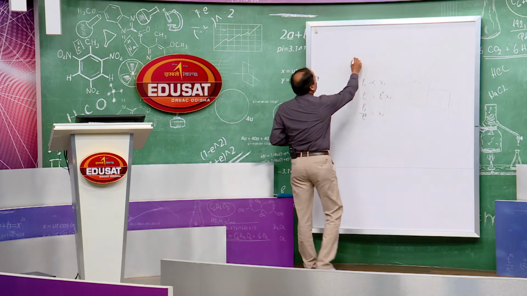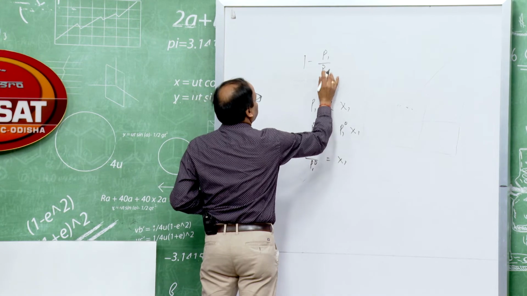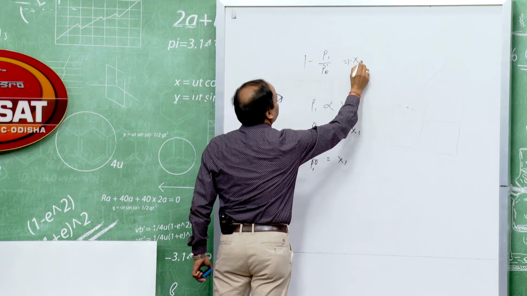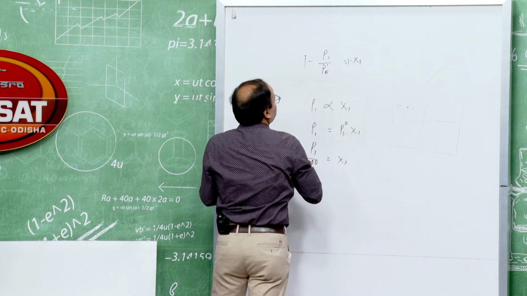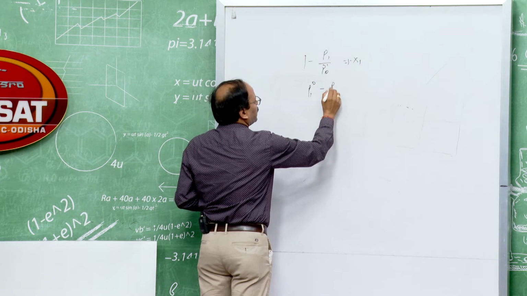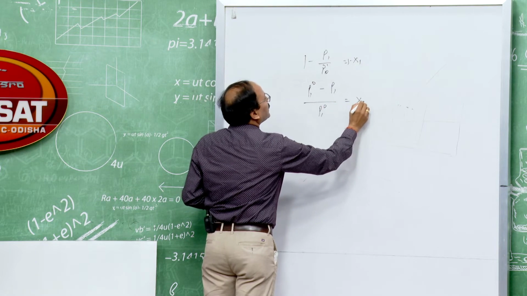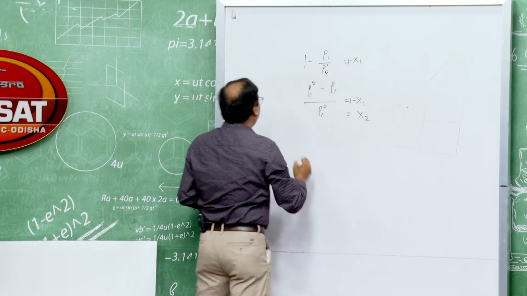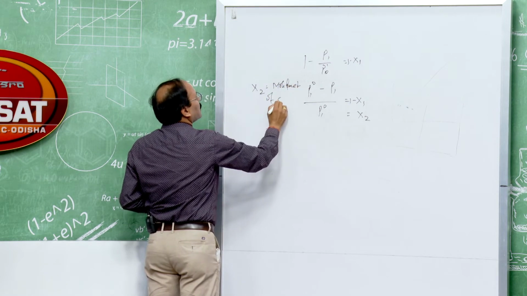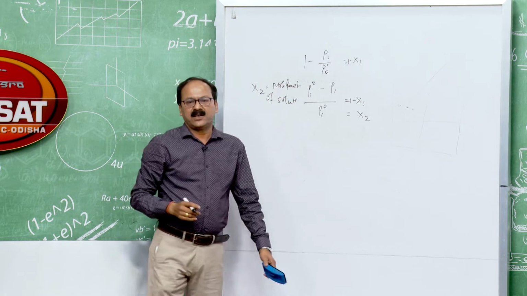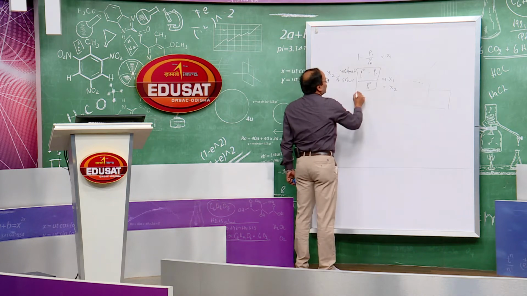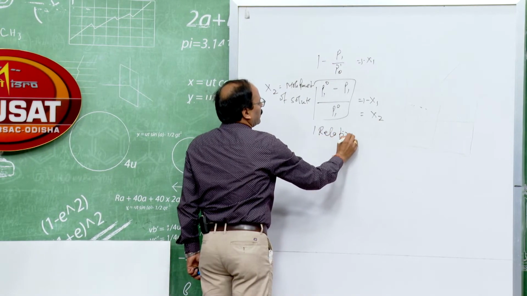So, 1 minus P1 by P1 0 is equal to 1 minus X1. Or P1 0 minus P1 by P1 0 is equal to 1 minus X1, that is equal to X2. X2 is the mole fraction of the solute, sorry, mole fraction of solute. P1 0 minus P1 is the lowering in vapor pressure, and P1 0 minus P1 by P1 0 is called relative lowering in vapor pressure.